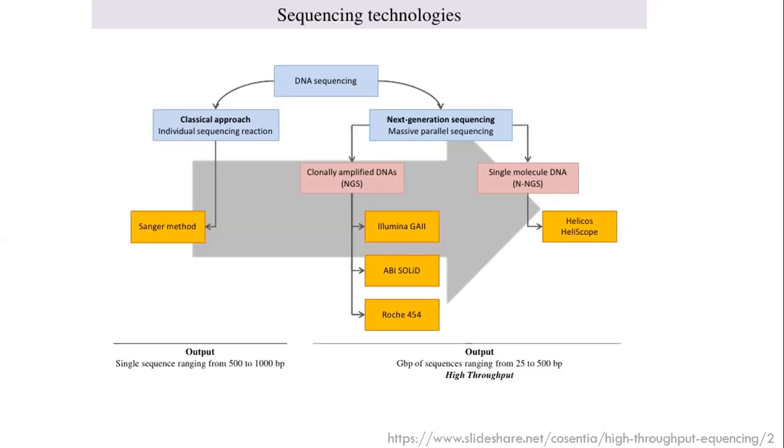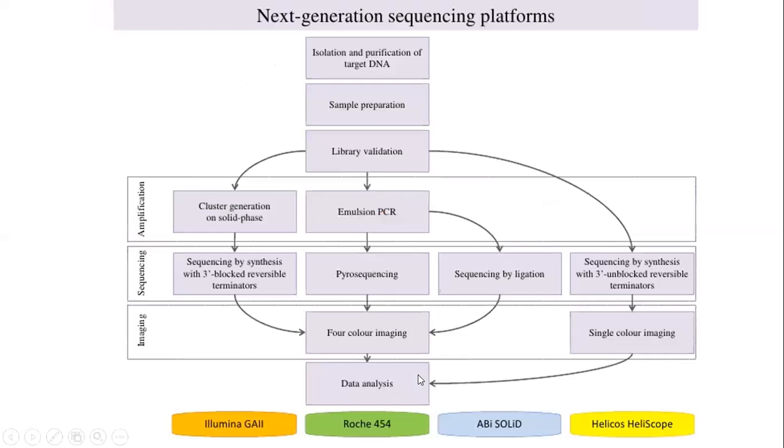So basically, sequencing technology, DNA sequencing: the classical approach, the Sanger reaction, next generation sequencing, massive parallel sequencing or high throughput sequencing. You have different molecules, different methodologies that evolved through that. Output varies. Sanger gives a single sequence ranging from 500 to 1000 base pairs, while next generation gives gigabases of sequence, with reads ranging from 25 to 500. You are producing an enormous amount of sequence, high throughput.